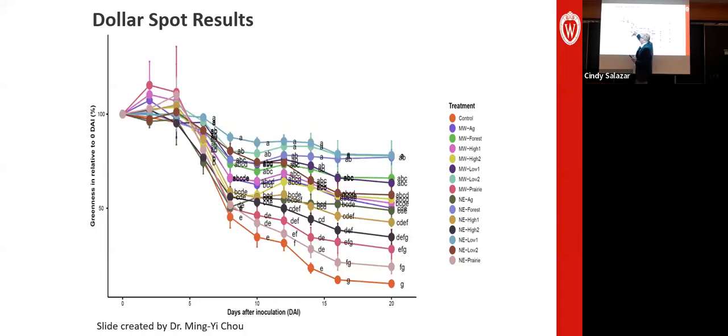And what's a little bit backwards is that we did a digital image analysis on the percent greenness. So the lower the number, the less green, meaning the more disease. So the lower numbers have more disease. The higher numbers have less disease.